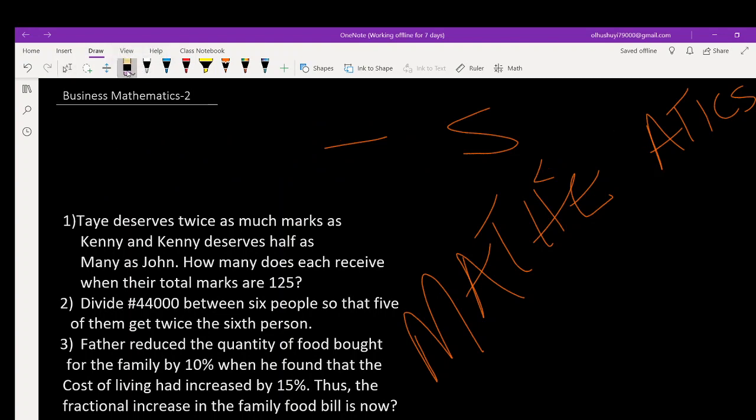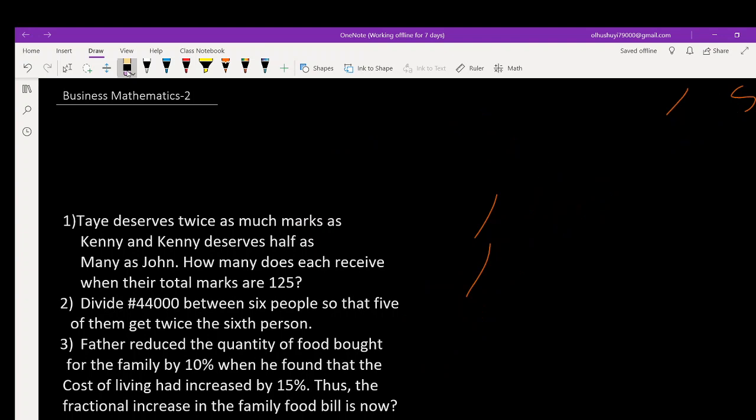You're welcome again. So now we have this. First question, I will solve at the top. The question says, Taiwo deserves twice as much marks as Kenny. So put Taiwo ratio Kenny. If Taiwo deserves twice as much mark as Kenny, it means whatever Kenny is getting, Taiwo will get twice of it. So that means 2 ratio 1.